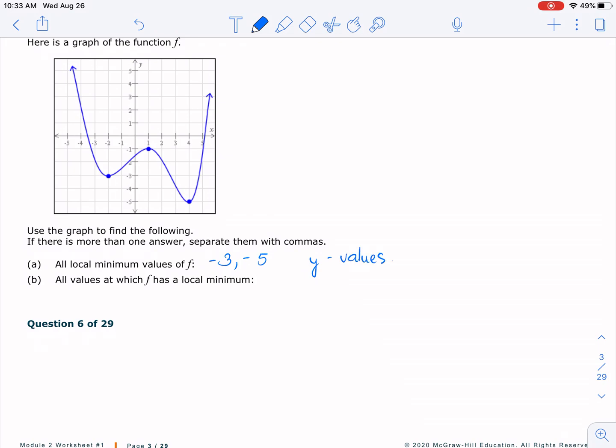Now, for part B, they're asking you for all values at which f has a local minimum. They're asking you for those values, so now they ask you for the x values. If you look at that point, x would be negative 2. At that point, x would be positive 4. So that's negative 2 and positive 4. And don't forget, those are the x values. So don't get confused between local minimum values and values at which f has a local minimum.